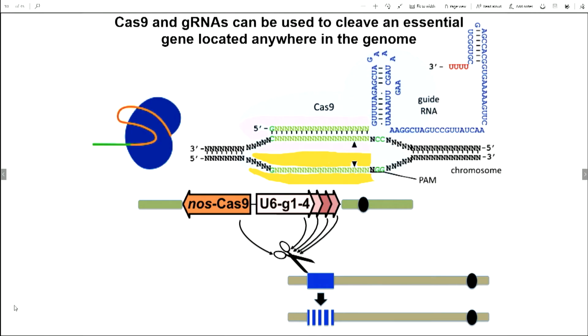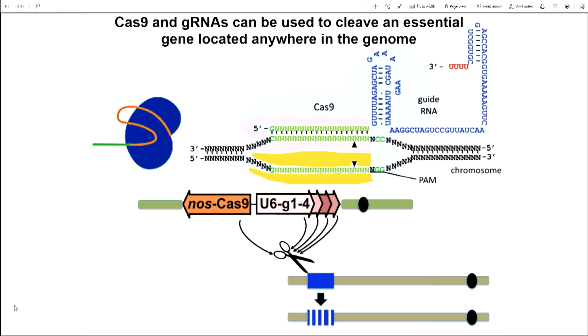We're going to start off with Cas9, and the only thing we care about with Cas9 is that it cleaves. What we're looking at here is a germline promoter driving the expression of Cas9, and 4 guide RNAs that create a multiplex that can then cleave an essential gene. The key is an essential gene for either viability or fertility located anywhere else in the genome.